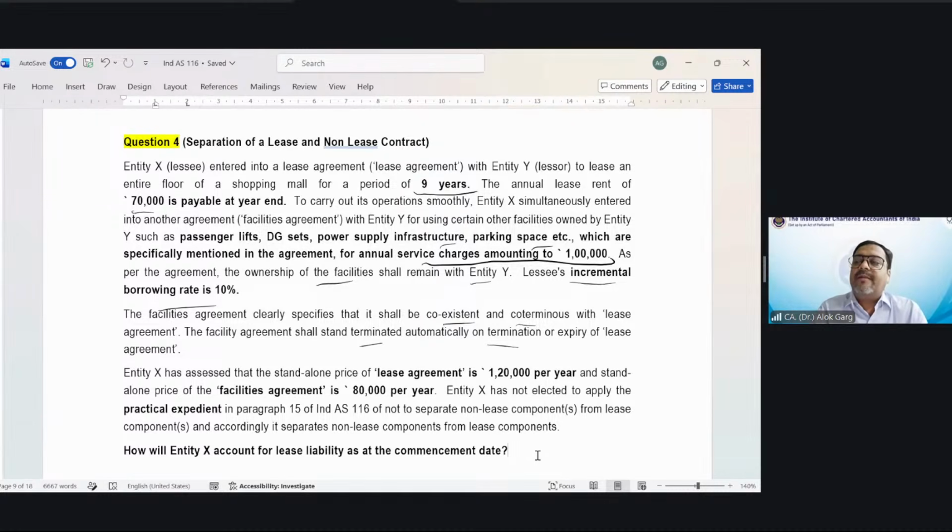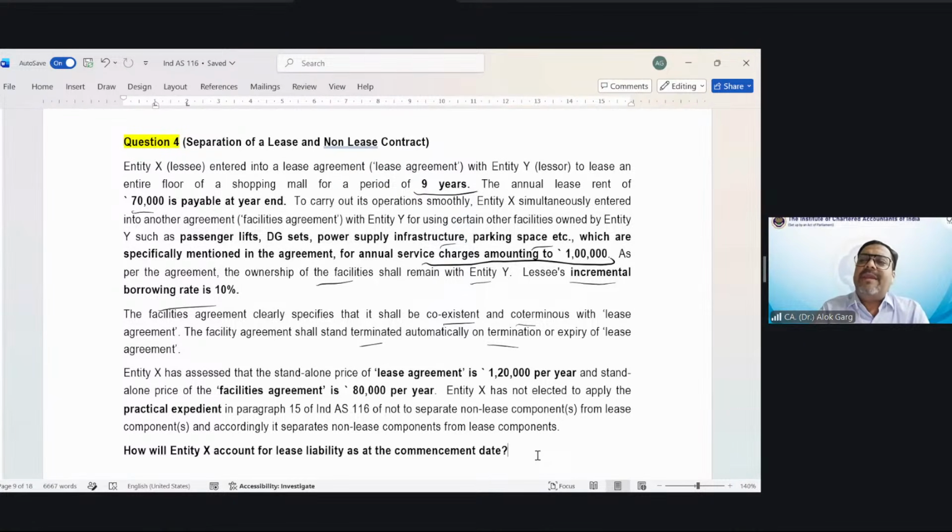Ind AS 116 says that in a lease contract at times there are non-lease components also. For example, I have entered into a contract with a lessor and the lessor is charging 1 lakh rupees lease rental from me. In this 1 lakh, 90,000 rupees is my rent for using the flat. 10,000 rupees is for using the facility, the maintenance charges, which include sweeper charges, cleaning charges, security guard charges, park usage charges, parking charges. So this 10,000 is a service charge.